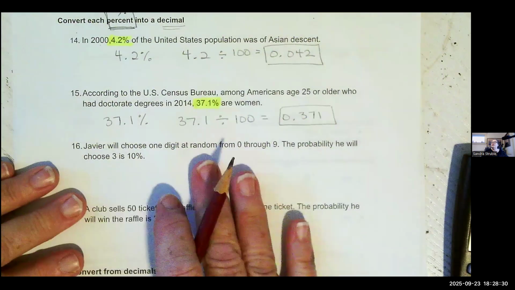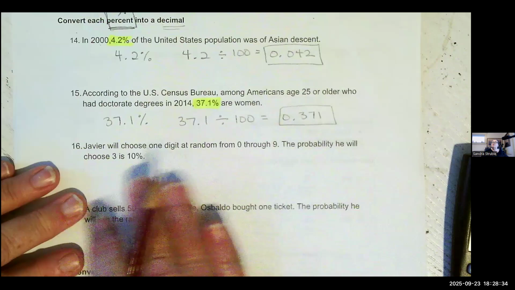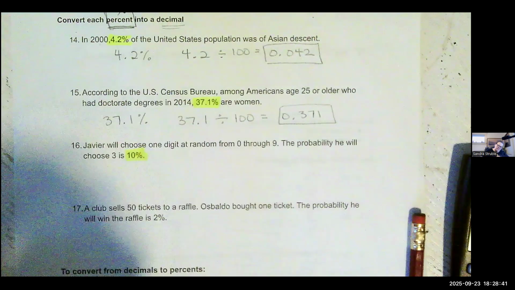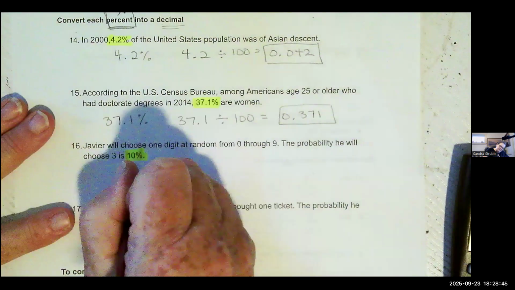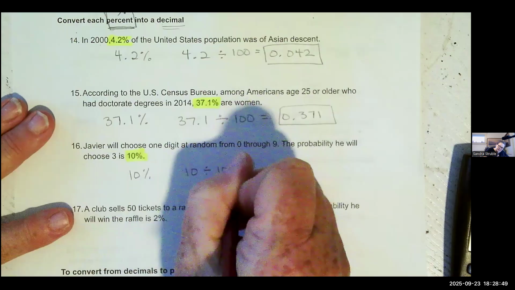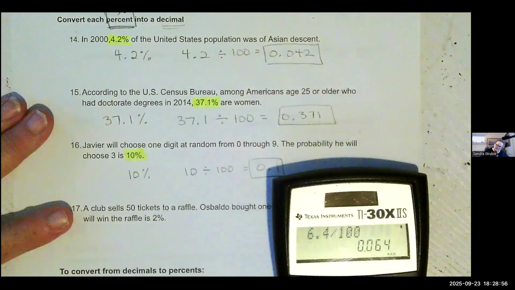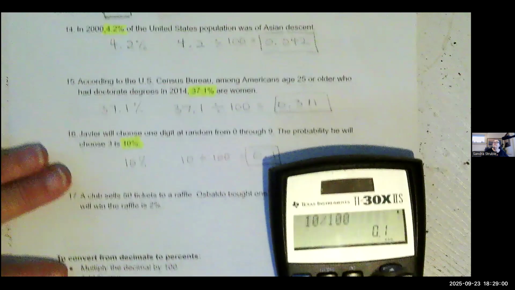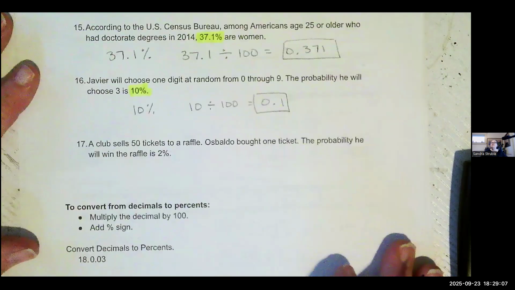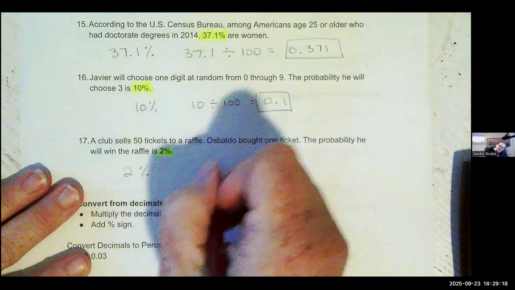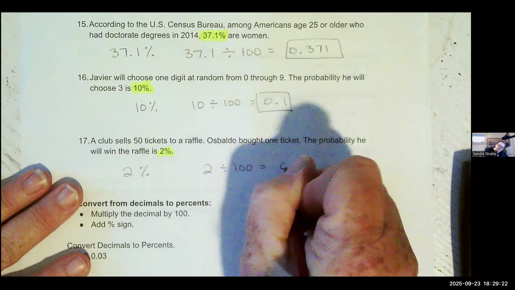Javier will choose one digit at random from 0 through 9. The probability he will choose 3 is 10%. So again, I need the percent to change it to a decimal. So 10%, 10 divided by 100 is 0.1. Okay. A club sells 50 tickets to a raffle. Osvaldo bought 1 ticket. The probability he will win the raffle is 2%. So there's my percent. We're going to change the 2% to a decimal. 2 divided by 100 is equal to 0.02.